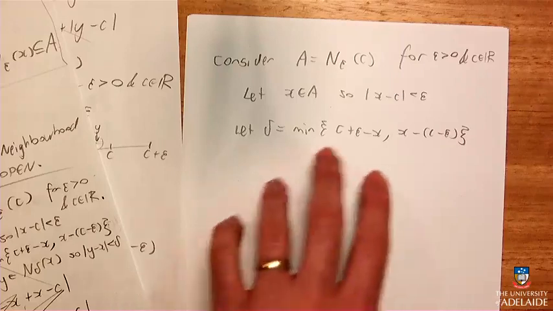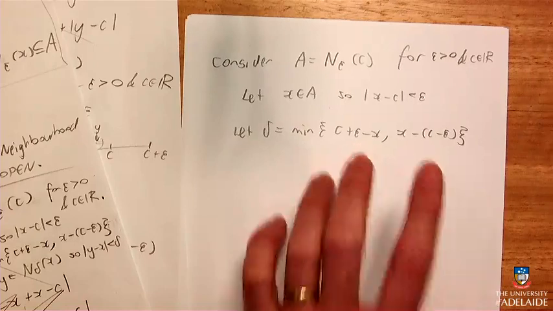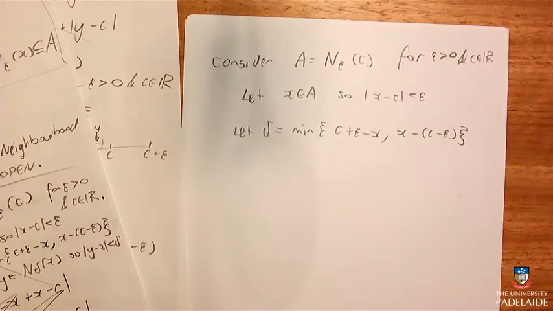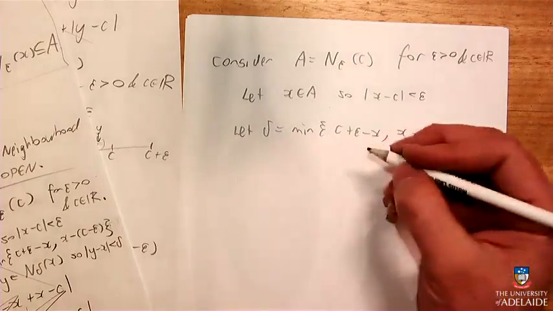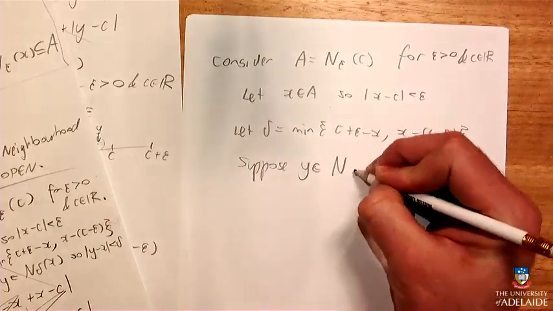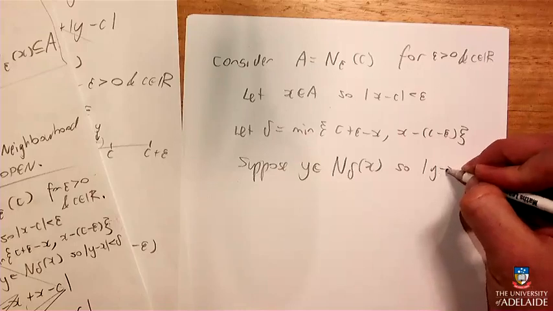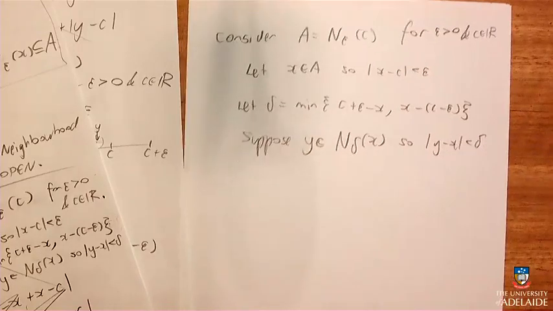Okay, so if delta is the minimum of these, it's less than both of those. Right? That's an important fact that we didn't use yet. Right. So, suppose y is in x so that y minus x is less than delta, right?